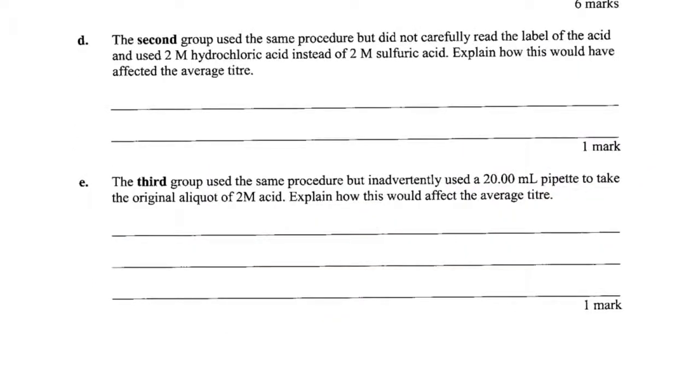Okay, the second group used the same procedure but did not carefully read the label of the acid and used 2 molar hydrochloric acid instead of 2 molar sulfuric acid. Explain how this would affect the average titer. Well, for a start, the main thing that they're getting at here is that the ratios of the moles aren't going to be the same. So if you're using 2 molar sulfuric acid, you're reacting 1 mole of sulfuric acid per mole of sodium carbonate, but with HCl it's going to be 2 moles of HCl to each mole of sodium carbonate.